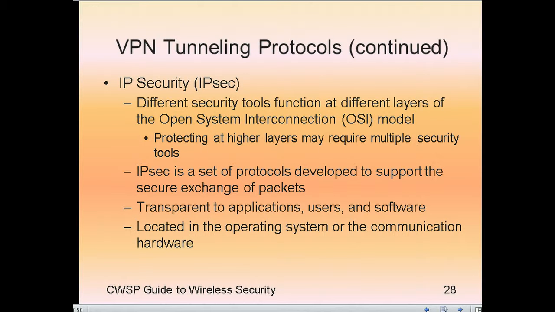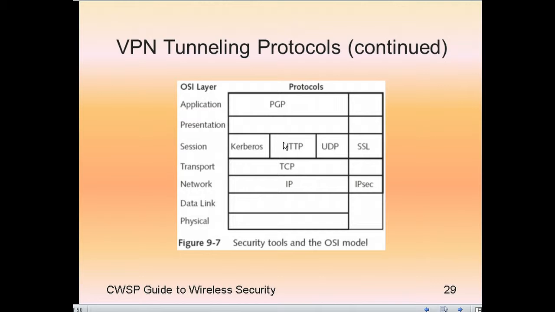IPsec, IP security, is actually a framework that we put the different components into, much like the OSI model. It's layered. We can put whatever encryption protocol, authentication protocol, or hashing protocol into it that we desire, to support the secure exchange of packets. It's not a protocol itself, it's a framework. These are the protocols we're going to use in the different layers of the OSI model. At the application layer, PGP, and GPG would also be here. In the session layer, we have Kerberos, HTTP, UDP, SSL; the transport layer, TCP; and at the network layer, IP and IPsec are going to be used.